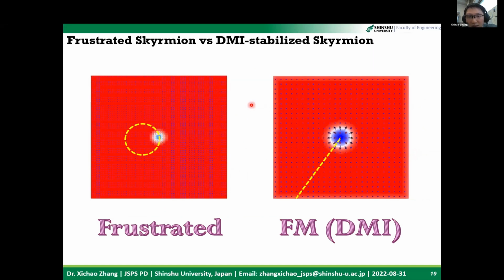For example, in this slide, I show you 2 videos about the current-induced motion of a frustrated skyrmion and the current-induced motion of a normal skyrmion stabilized by the Dzyaloshinskii-Moriya interaction. You can see that the frustrated skyrmion moves in a circular path and its helicity varies with time. But the normal skyrmion stabilized by the Dzyaloshinskii-Moriya interaction moves along a straight line, and its helicity is determined and fixed by the Dzyaloshinskii-Moriya interaction.